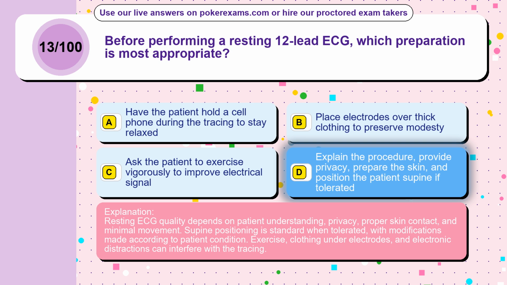Supine positioning is standard when tolerated, with modifications made according to patient condition. Exercise, clothing under electrodes, and electronic distractions can interfere with the tracing.